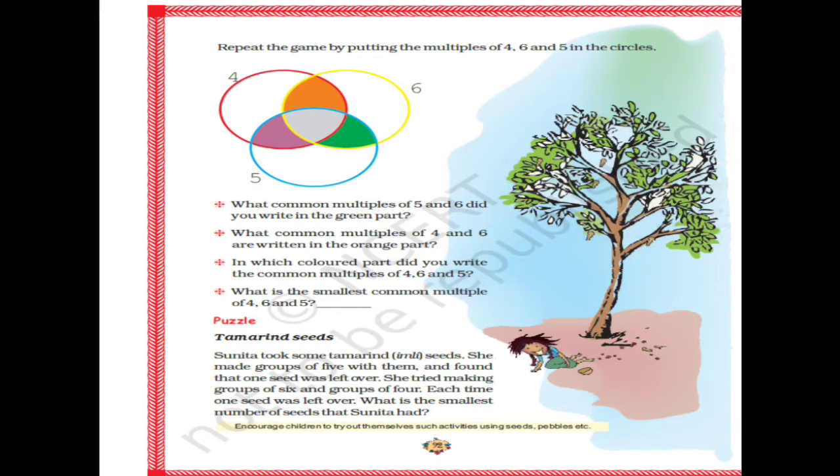Now see, there is a girl named Sunita who has some tamarind seeds. And what she was doing? She was trying to make a group of 5 with the seeds. But she found that one seed is left over. After that, she tried making groups of 6 and 4 as well. But this time also one seed was left over. So what we have to see is which is the smallest number of seeds that Sunita had.